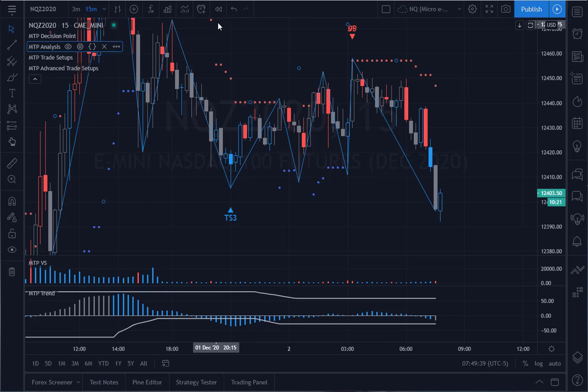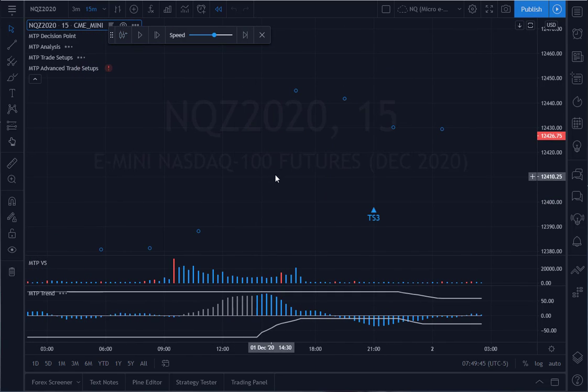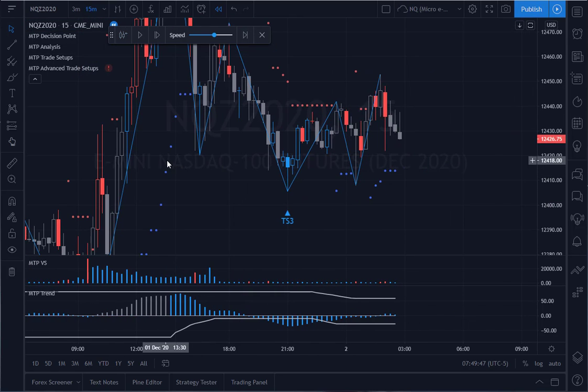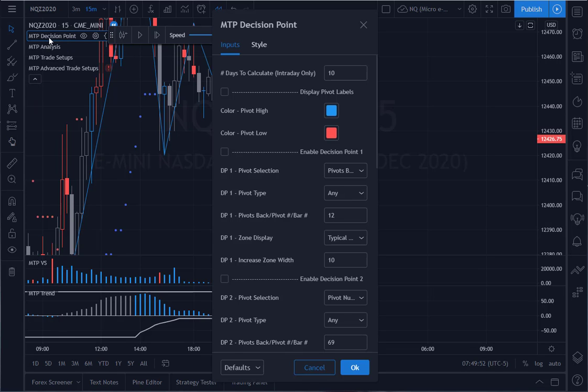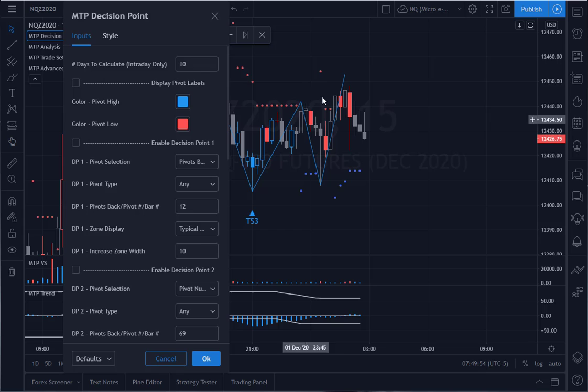What I can use is our training mode here, our bar replay, to go back to this bar here. And what I can do is go to our decision point, and I want to place a DP off this pivot here. So that's 1, 2 pivots back. So I'll go pivots back, 2, and then enable the decision point.